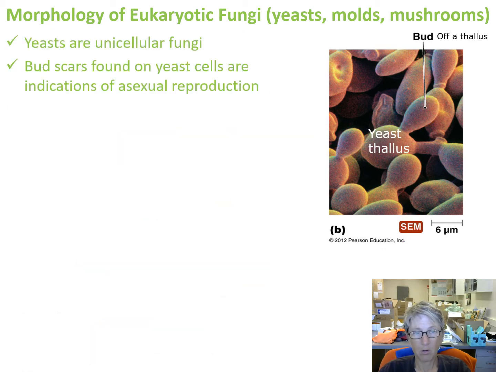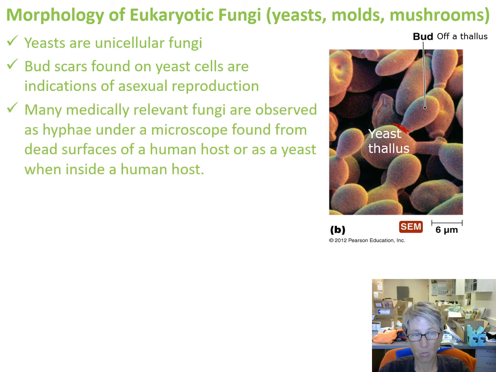So we said yeasts are unicellular fungi. If you find a yeast cell and you see a scar here, it shows that they have undergone asexual reproduction. And a lot of medically relevant fungi, you can see their hyphae under a microscope, and you can get them off of dead surfaces of a human host. So for example, maybe the dead skin cells of that previous picture, athlete's foot. Or if they get inside a cell, inside a human host, you can also see their hyphae.